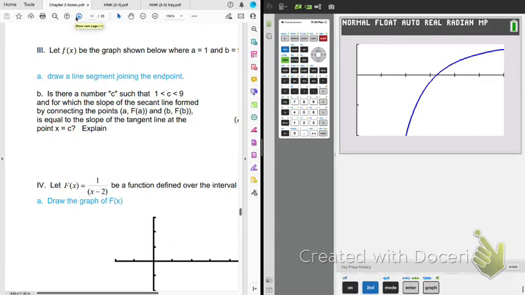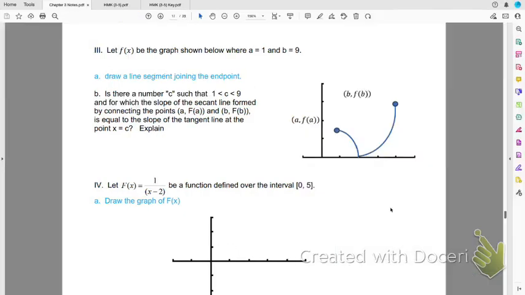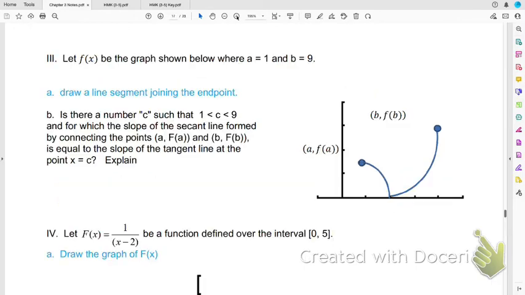We have a graph here, and I'm going to eliminate my calculator for a minute. Let's take a look at this without our calculators, because this is not a calculator-defined function for us. If I drew a line segment connecting my endpoints on this particular graph, it would look like this. This isn't going to work, though. Why do you think this is not going to work?